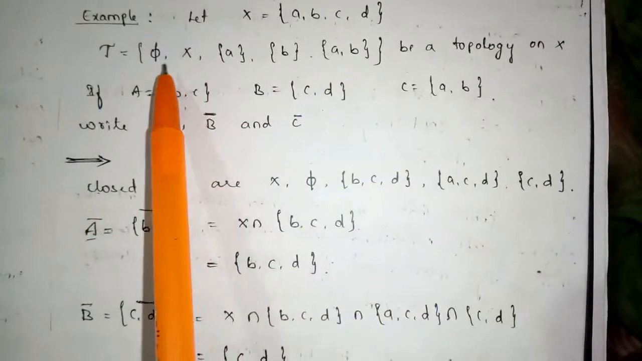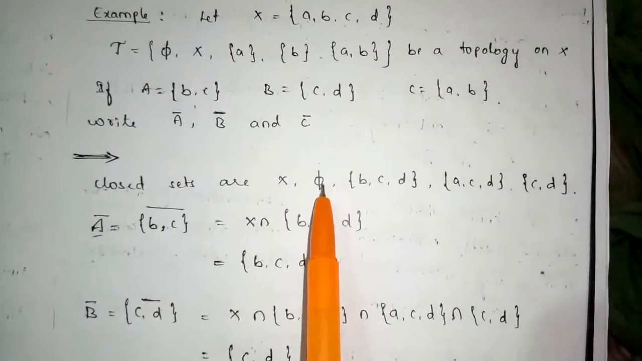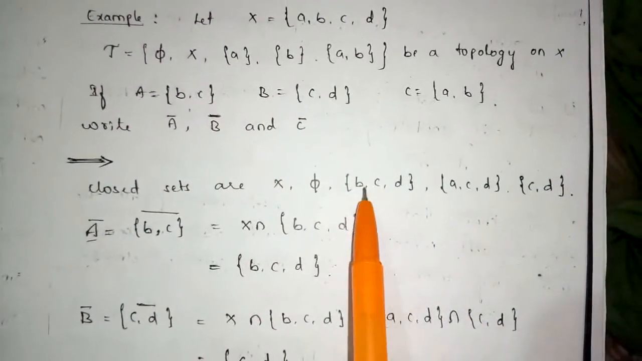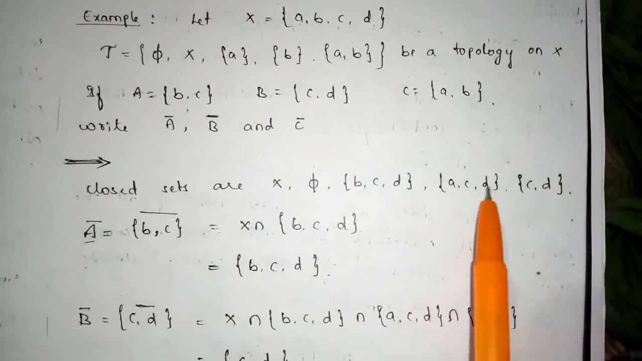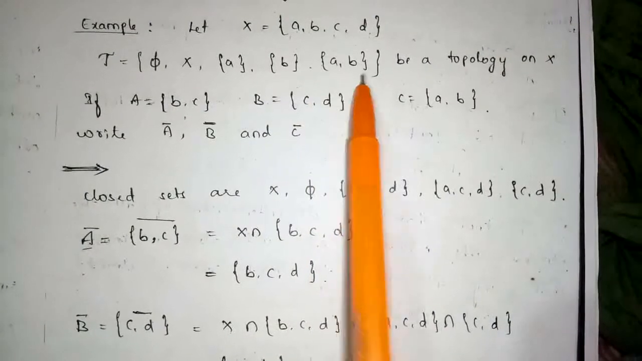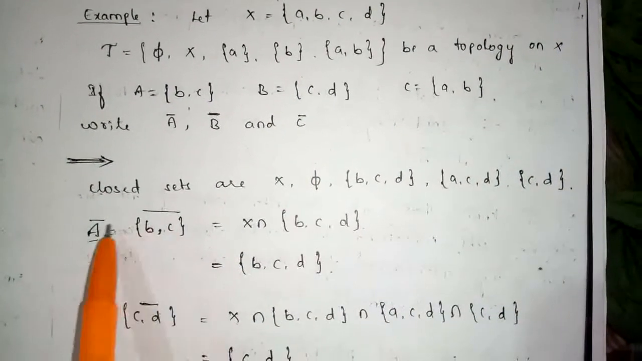Then we have to calculate the closed sets. Phi complement is X, X complement is phi, complement of {A} is {B, C, D}, complement of {B} is the set {A, C, D}, complement of {A, B} is {C, D}. Therefore, these are the closed sets. Then we have to calculate A bar.